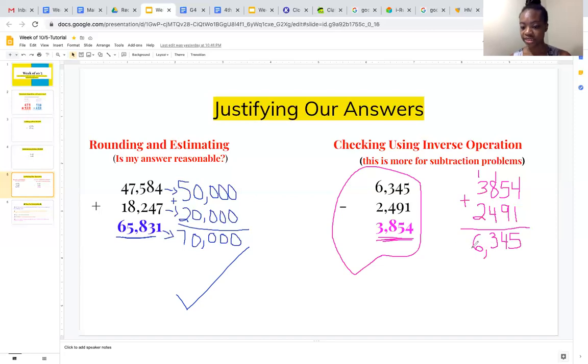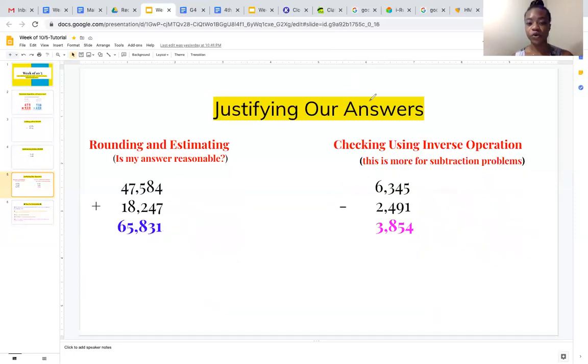So this sum in this case matches with the larger number in the original problem. 3,854 was our difference. And then the numbers in the middle match. So this is how we know that the work that we have done here is correct.